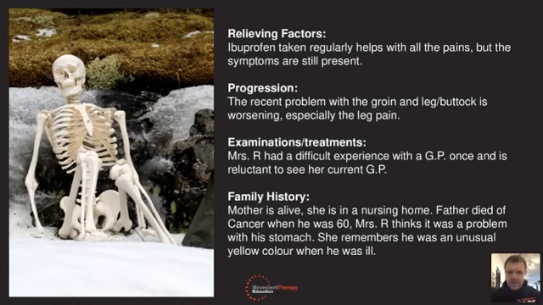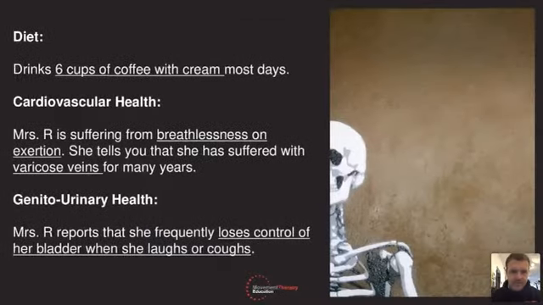Father died of cancer when he was 60. That was a key one, actually. So she remembers he was an unusual yellow color when he was ill. That yellow color of the skin is called jaundice. And what can make you have jaundice? All right, so have a look at that if you haven't seen that before.